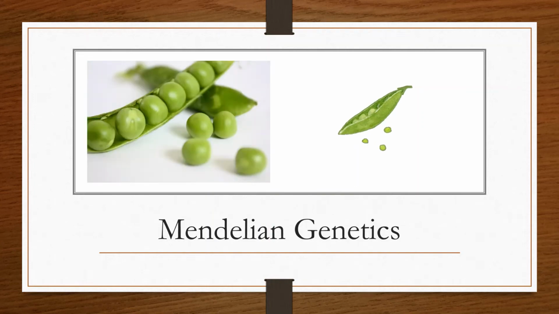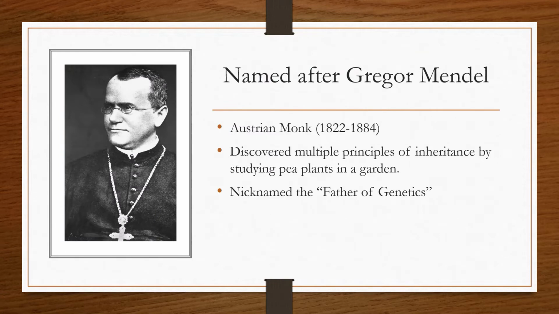Hello, today we are going to discuss Mendelian genetics. Mendelian genetics was named after Gregor Mendel. He was an Austrian monk who lived from 1822 to 1884, and he discovered multiple principles of inheritance by studying key plants in the garden, and he is nicknamed the father of genetics for his discoveries.